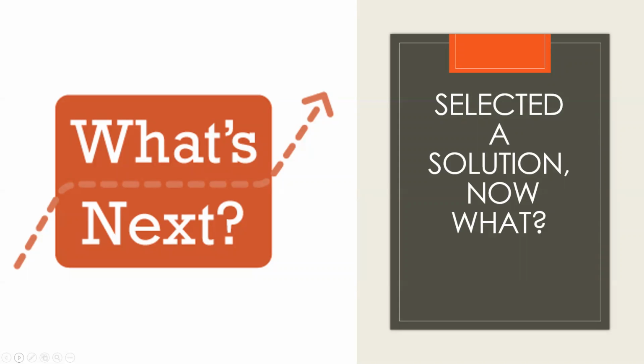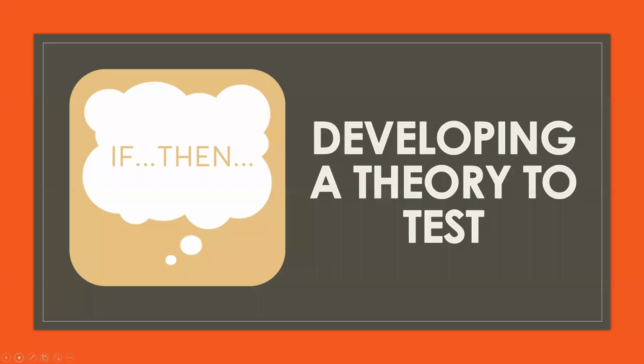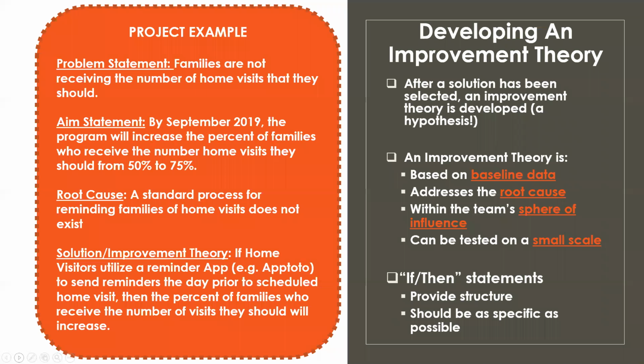So once you've selected a solution, so used a tool to work through the process of brainstorming potential solutions to the root cause or root causes that you have come to as a team for the problem that you have at hand, where do you head next? What do you do next once you have that solution? Well, the first thing you want to do is develop an improvement theory to test, which is really a fancy way of saying developing a hypothesis that you are going to take forward and try out on a small scale. The if-then approach is a really nice way of stating that in a succinct way that folks can then go forth and test that particular solution during the do stage of the PDSA cycle.